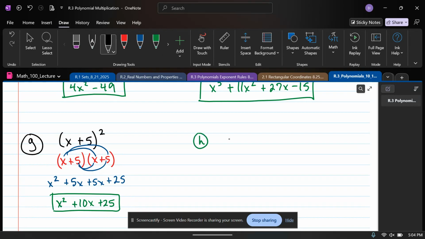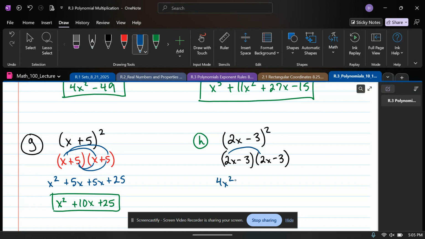Next one. Let's do a little bit tougher one. 2x minus 3 squared. So this is a little bit harder because it's got a coefficient there in the front. But what does it mean to square that? Yeah, 2x minus 3 twice, and just multiply it out. 4x squared minus 6x minus 6x plus 9. Be careful on your signs. Negative times a negative is that positive 9 down there.